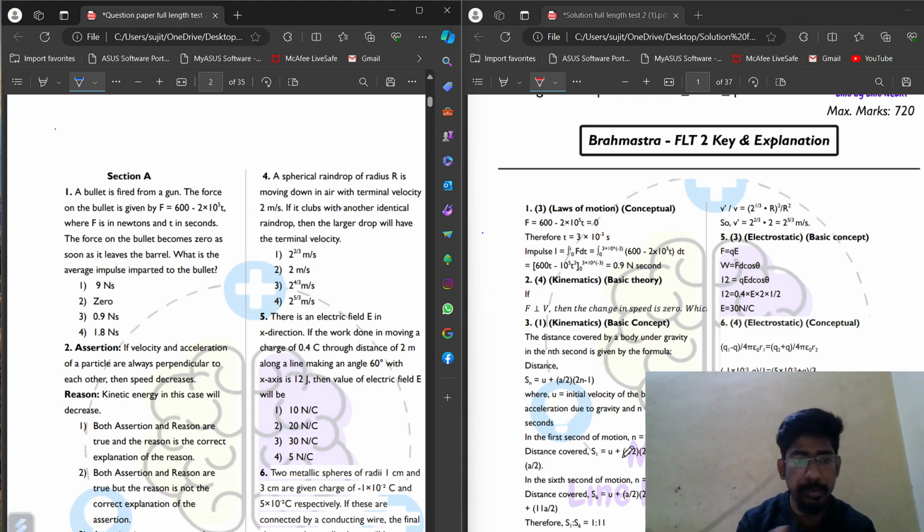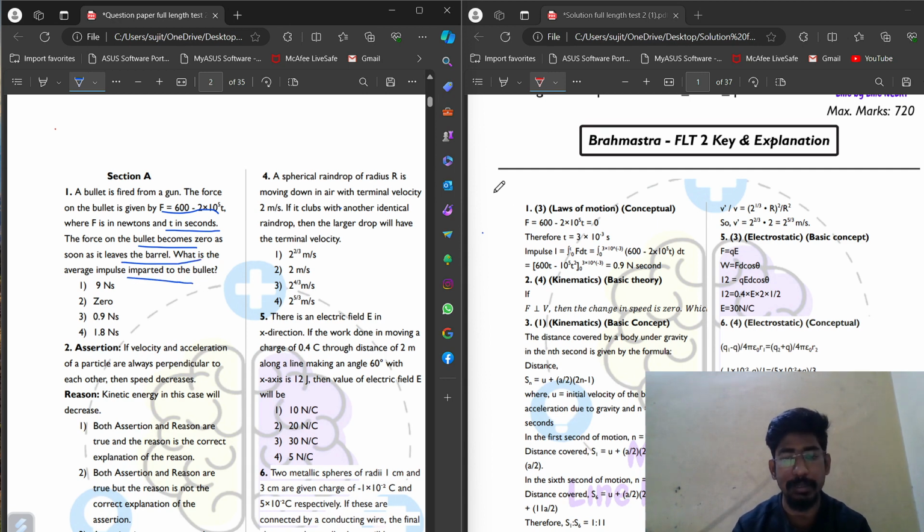The first question is from laws of motion. A bullet is fired from a gun. The force on the bullet is given as a function, 600 minus 2 into 10 to the power 5 t, where t is the time in seconds. The force on the bullet becomes zero as soon as it leaves the barrel. What is the average impulse?